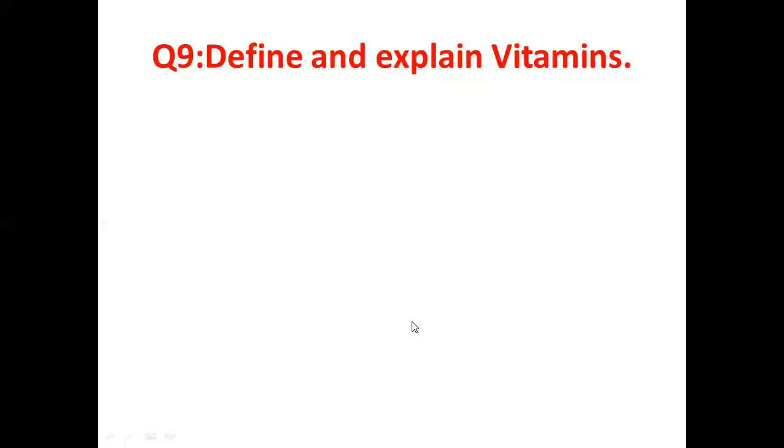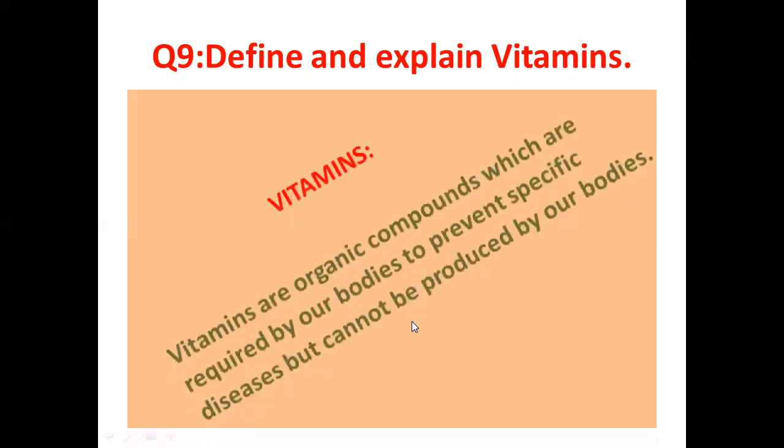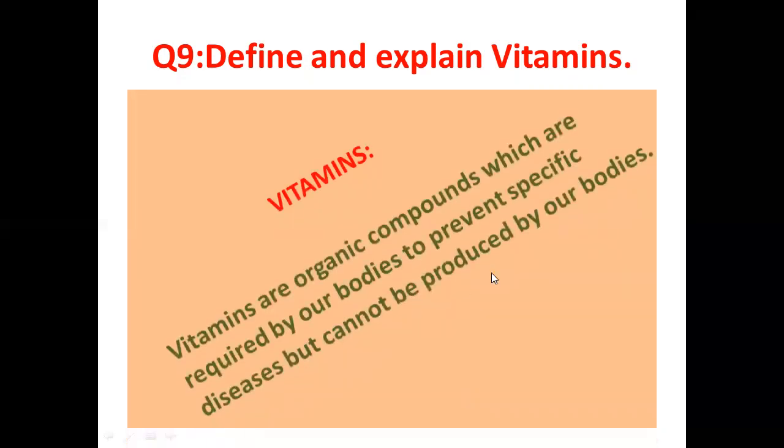Question number 9, define and explain vitamins. What are vitamins? Vitamins are organic compounds which are required by our body to prevent specific diseases, but vitamins cannot be produced by our body. So it means that we must take vitamins in our food, because our body is unable to synthesize vitamins inside the body.